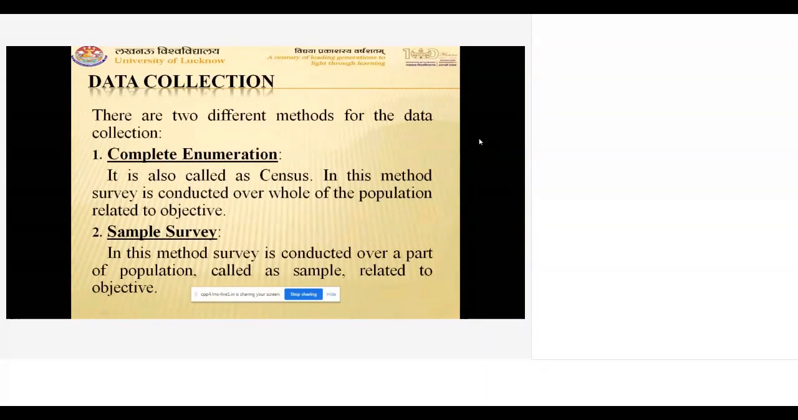Whereas in sample survey, due to cost and limitation of time, complete enumeration is not possible at each point of time. Therefore, we select a part of the population and conduct the survey over it. It is called sample survey. The part of the population is called a sample. The sample should be a good representative of the population. The sample can be obtained by using different methods which will be discussed later.